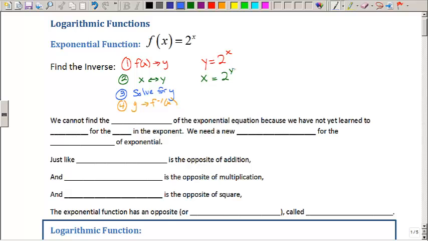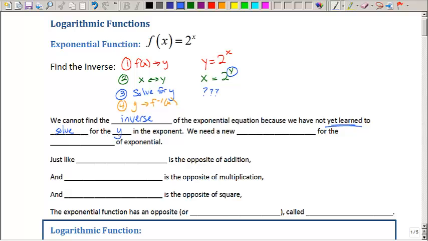Now, my y that I'm trying to solve for is up here. And actually at this point of our learning, we don't know how to get the y, the variable, out of the exponent like that. I don't know how to solve for y, so I'm kind of stuck. I got to this point and we cannot actually find the inverse of the exponential function because we have not yet learned to solve for the y in the exponent. So this is presenting a problem. I can't find the inverse of an exponential function because I can't get the y out of the exponent.